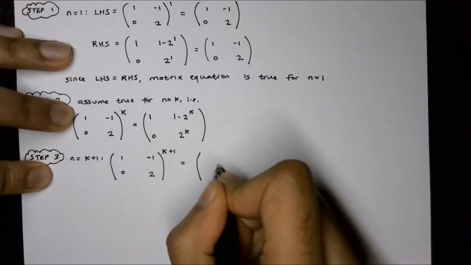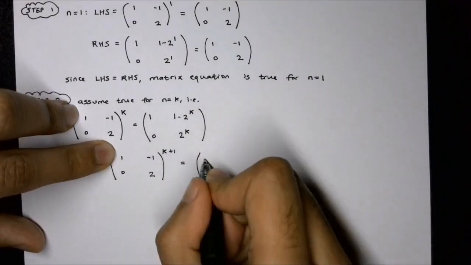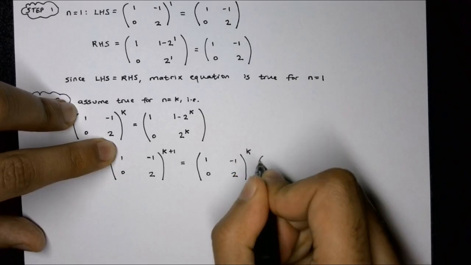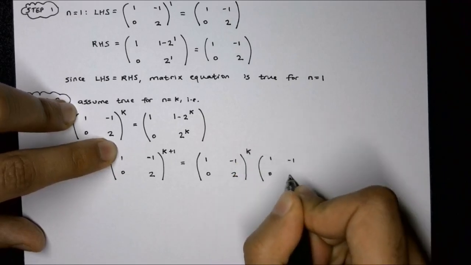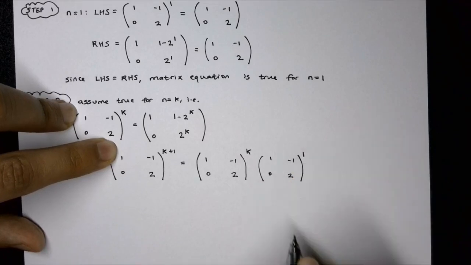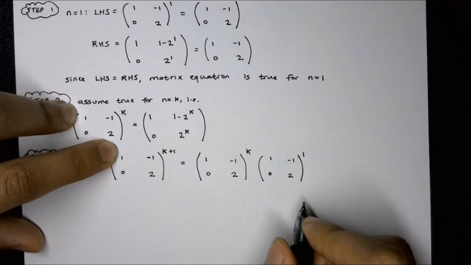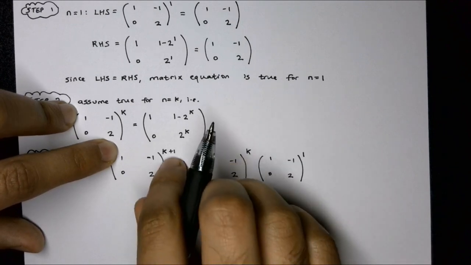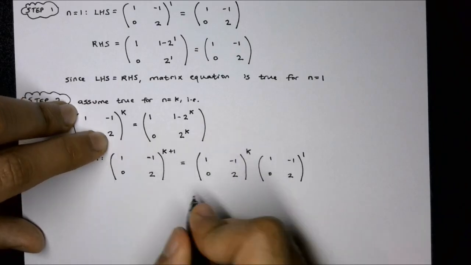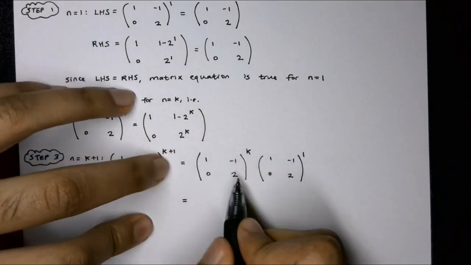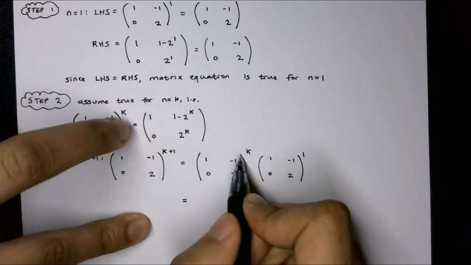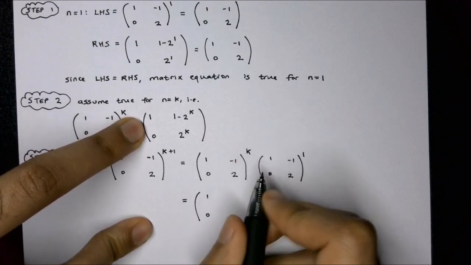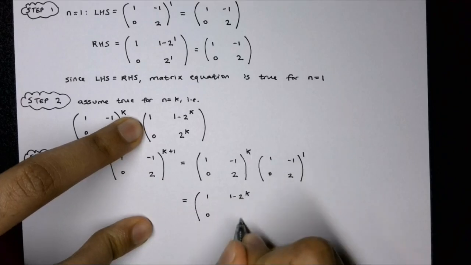Now, we can use matrix multiplication to rewrite this. So we've got 1, minus 1, 0, 2 to the k, lots of 1, minus 1, 0, 2 to the 1. Okay? And of course, with the same base, we add the powers, and if we do that, this result is definitely correct. So now we just need to use matrix multiplication. Well here, this result here, using our assumption step, that's equal to 1, 1 minus 2 to the k, 0, and 2 to the k.